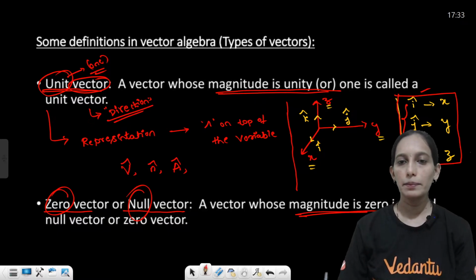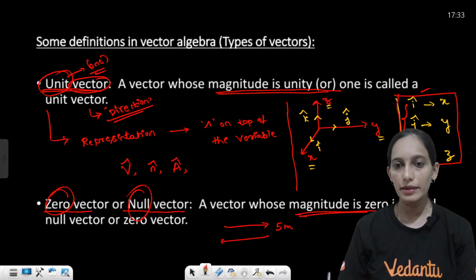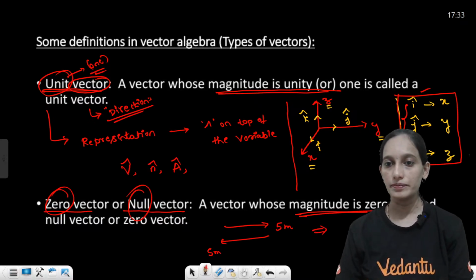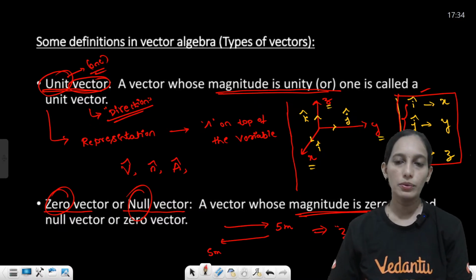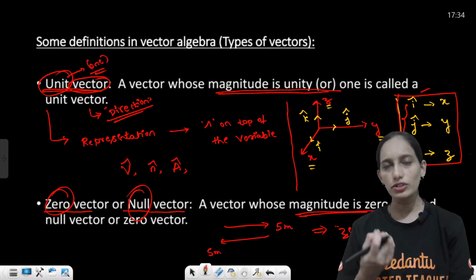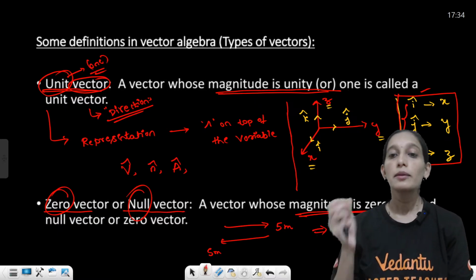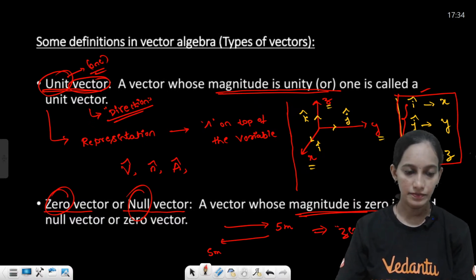For example, a person goes in this direction for 5 meters, then comes back the same 5 meters. So what is the total displacement here? 0, right? Displacement is a vector quantity, so how do we represent it? As a zero vector, usually represented by O with a vector sign, okay. So the origin is also a zero vector. The zero vector does not have any specified direction. It is of arbitrary direction, but its magnitude is 0 always, okay. Hope it is clear till here.